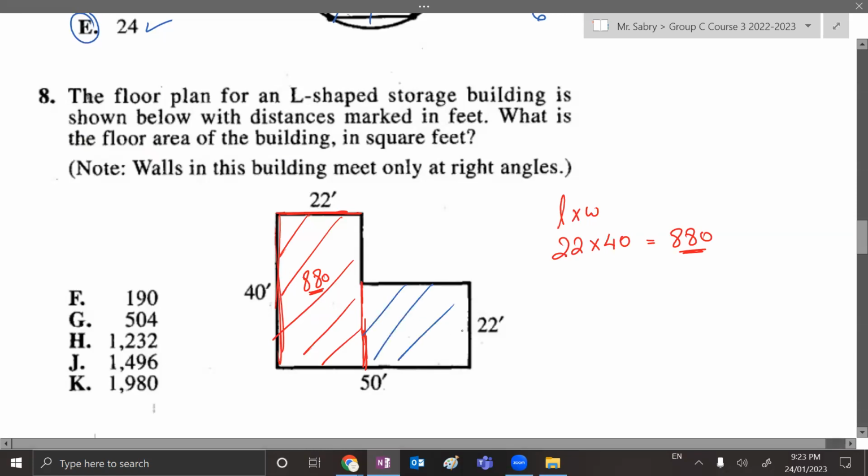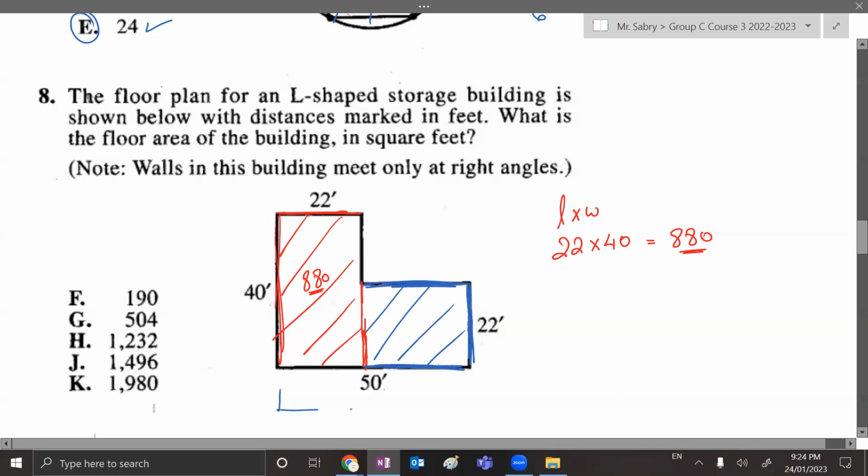So in order to get the area of this part, you need the length times the width. And apparently, yes, we do have here the width, but we do not have the length, which is this part only, or this part only.